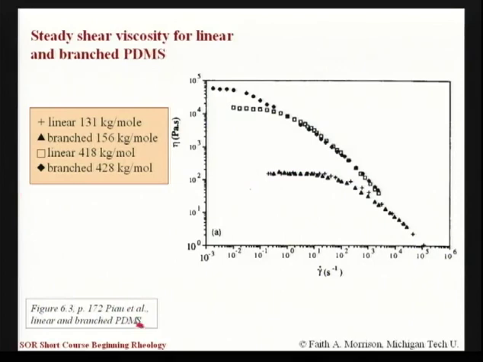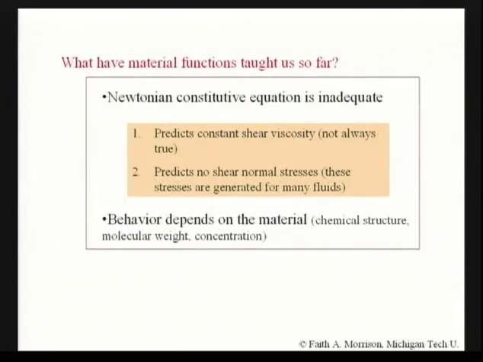They're not valid for this polydimethylsiloxane, which has a constant viscosity for a while, but then it has a shear thinning viscosity. Constant viscosity for a while, then shear thinning. These are linear branched materials, polydimethylsiloxane. So our conclusion is that the Newtonian constitution is a loser for polymers. It always predicts a constant shear viscosity, and it does not predict the shear normal stresses that we definitely see.